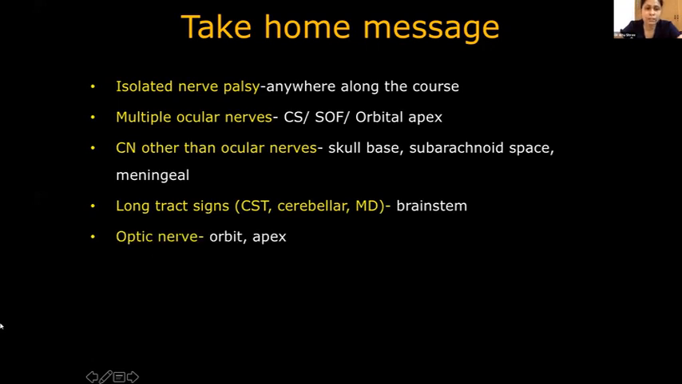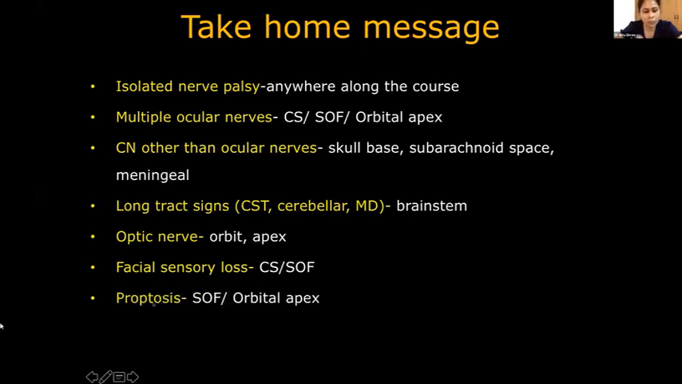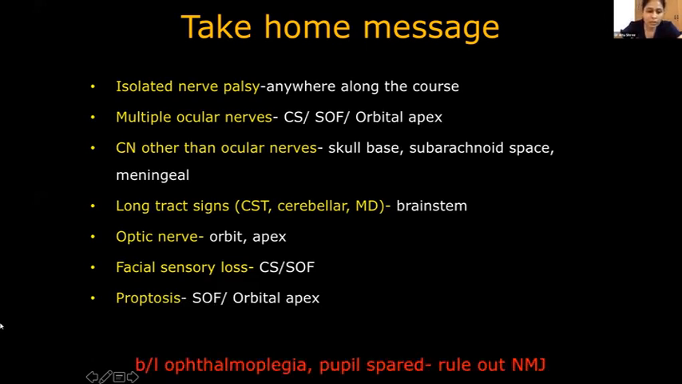If there is optic nerve involvement along with third, fourth, sixth, then the lesion has to be near the orbit or orbital apex. If there is facial sensory loss, trigeminal sensory involvement, the lesion has to be in the cavernous sinus or superior orbital fissure. If there is proptosis, chemosis, congestion of the eye, the lesion is likely in the superior orbital fissure or orbital apex. And last but not the least, if there is bilateral ophthalmoplegia, you are not getting any cause, and the pupil is spared, always rule out a neuromuscular junction disorder.